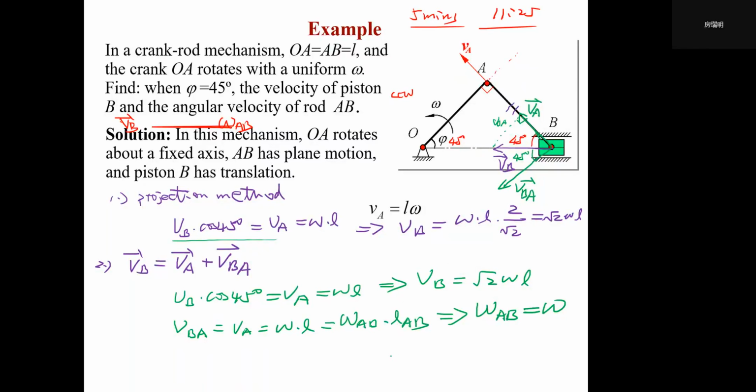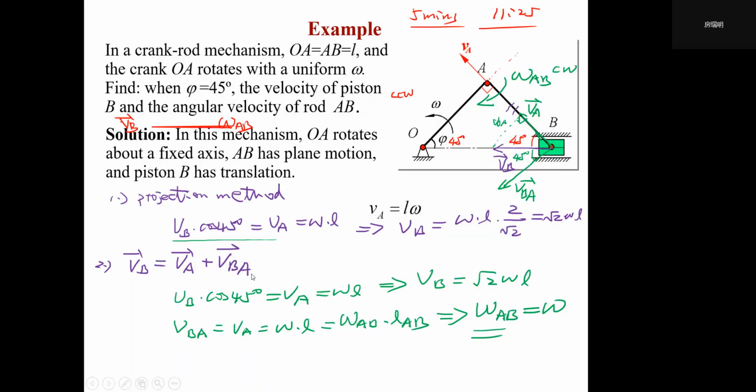And once again, we should find the direction of omega AB. We can think about we are sitting on point A and we look at point B. It will have a rotation movement around A. Since VBA is along this direction, we have this conclusion: omega AB will be along this CW direction, right? Which is opposite from the direction of OA. So although they have the same magnitude, the direction of omega and omega AB is different, right?